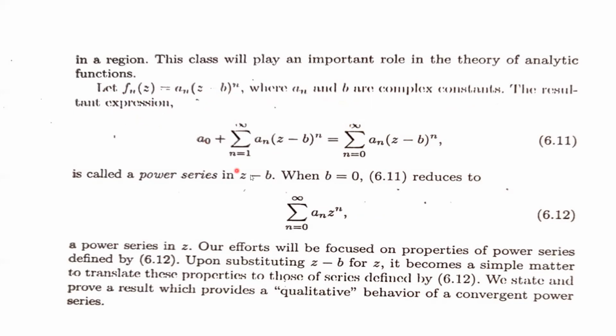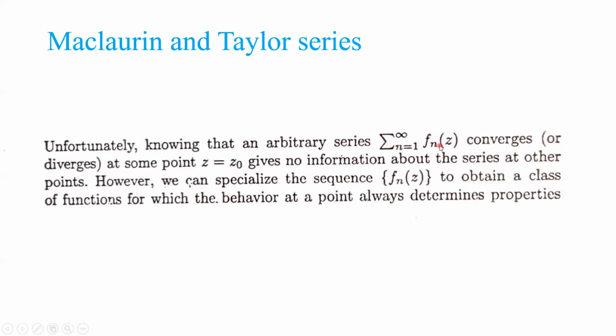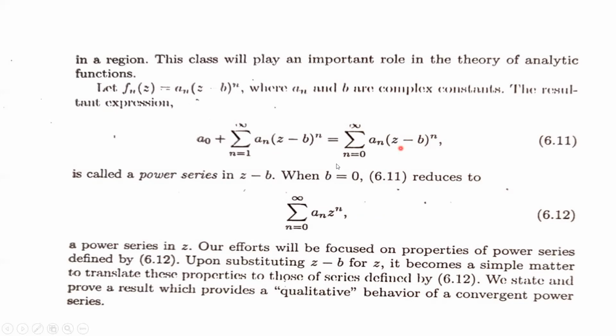Then the resultant expression of this infinite series will be a_0 plus the summation from n equals 1 to infinity of a_n (z minus b)^n. Concluding, we can write it as the summation from n equals 0 to infinity of a_n (z minus b)^n. This kind of infinite series is known as the famous power series in z minus b. When b equals 0, this series takes the simple form summation n equals 0 to infinity a_n z^n. So this is how we define a power series.